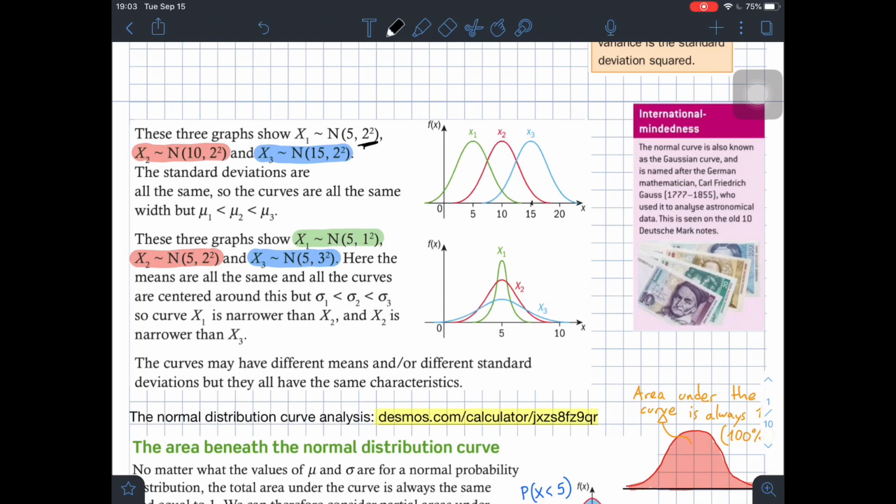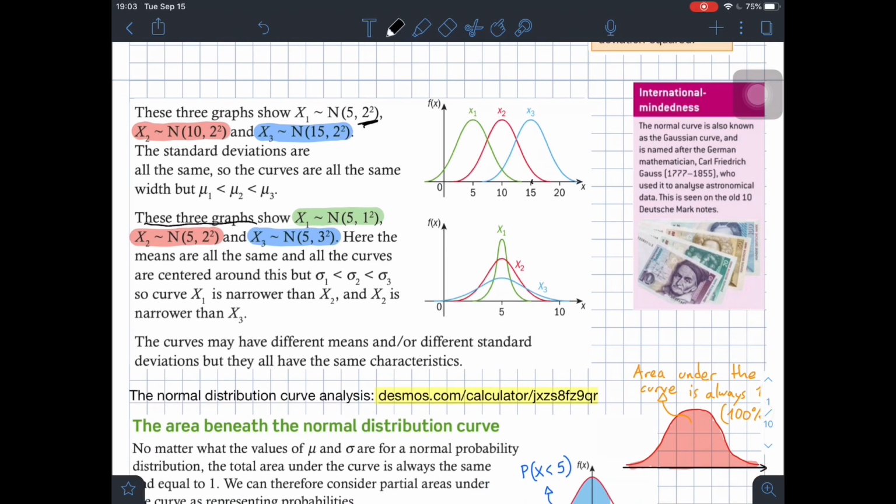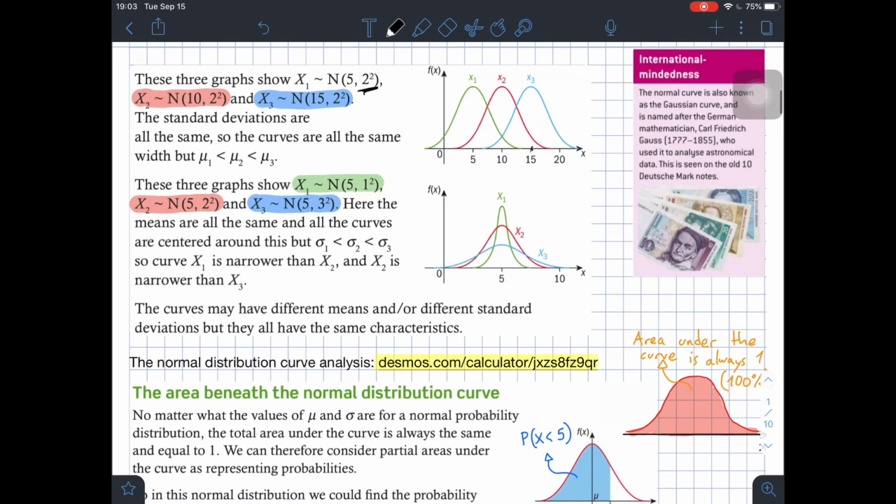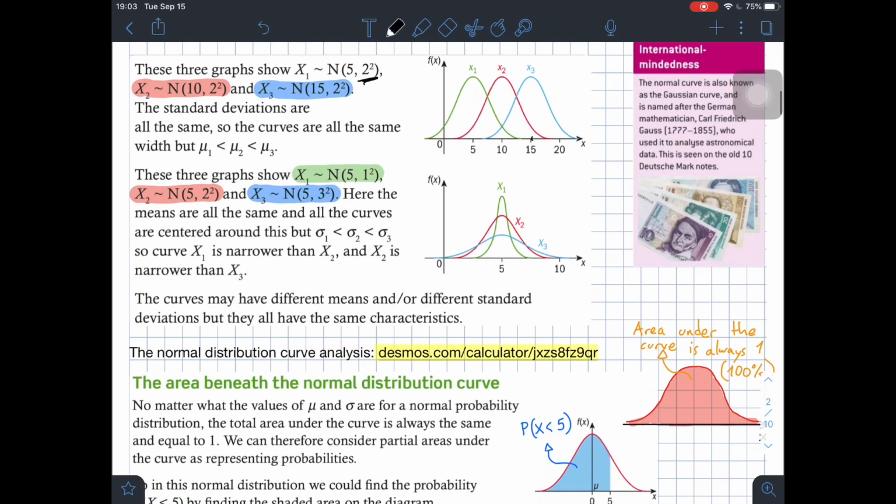Now, what happens if I keep the same mean, but I change the standard deviation or variance? What will happen in this case? Take a look at the following graph. It says, these three graphs show x1 is normally distributed with a mean of 5 and a variance of 1. x2 is normally distributed with a mean of 5 and a variance of 4. And x3 is normally distributed with a mean of 5 and a variance of 9, or standard deviation of 3. And it says here, the means are all the same and the curves are centered around this, but standard deviation of 1 is less than standard deviation of 2, which is less than standard deviation of 3. So the curve x1 is narrower than x2 and x2 is narrower than x3.